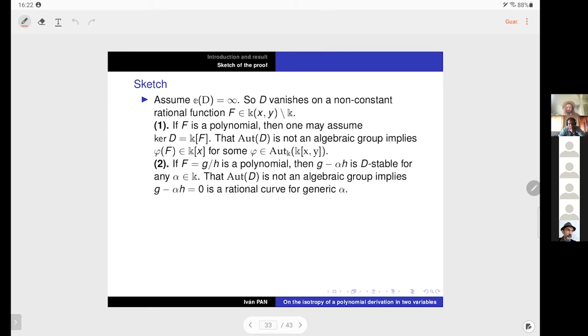And once again, the fact that the isotropy is not an algebraic group implies, in this case, that the curve defined by the generic element of the pencil is a rational curve for a generic alpha.